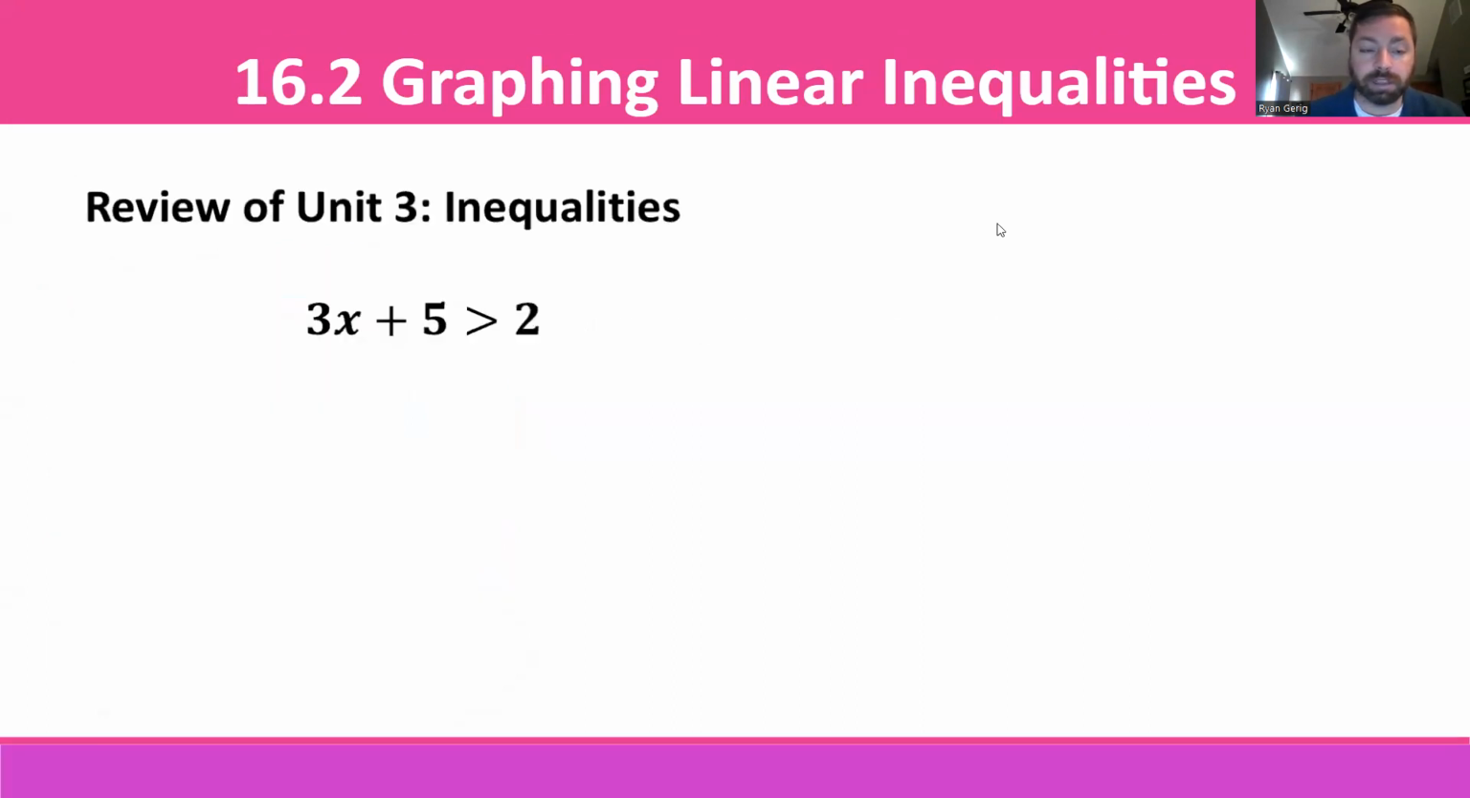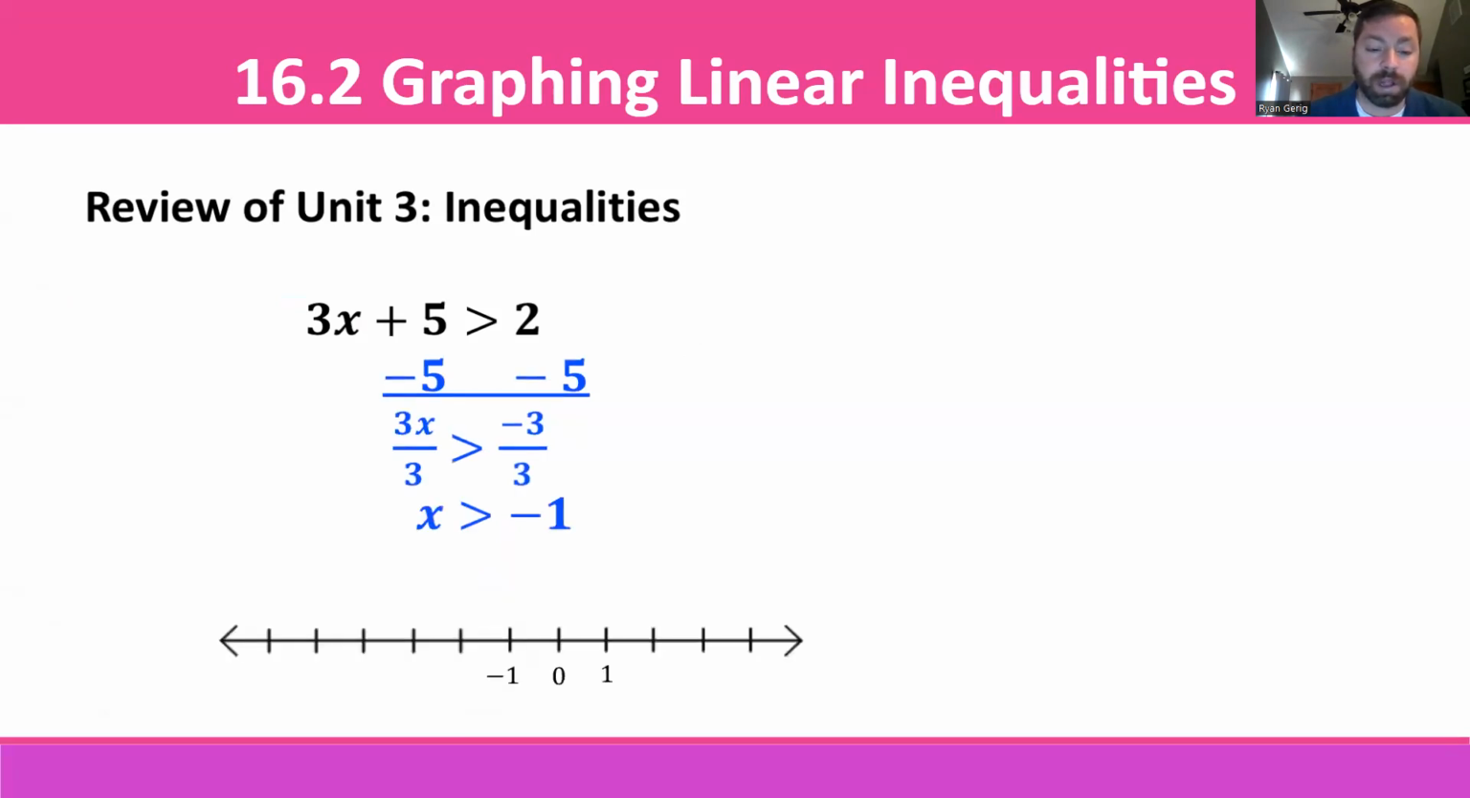To get started, I'm going to look at something we did way back, I don't even remember what month it was, but it was a long time ago. It was an inequality. We solved this by moving 5 to the other side and then dividing by 3. You're getting x is greater than -1, and we graphed it on a number line. We had an open circle at -1, and we shaded the numbers bigger than -1, so we shaded to the right. That kind of stuff is going to come into play here with linear inequalities, but there are some differences.